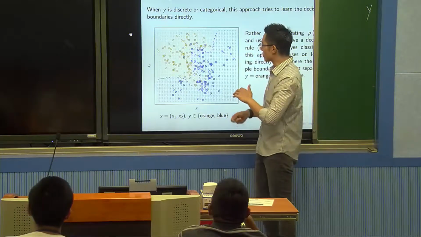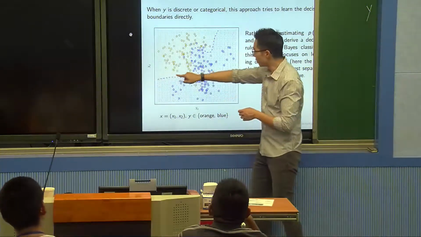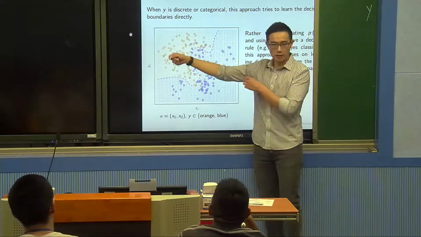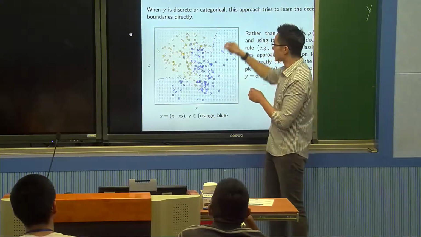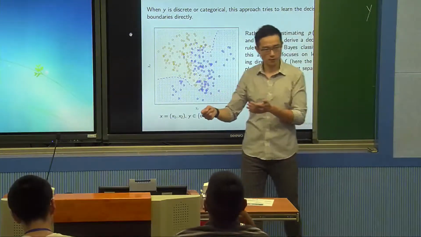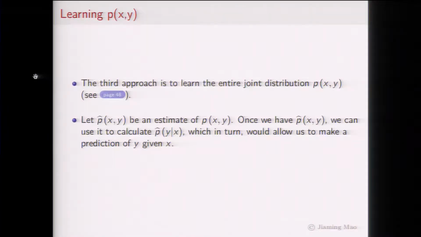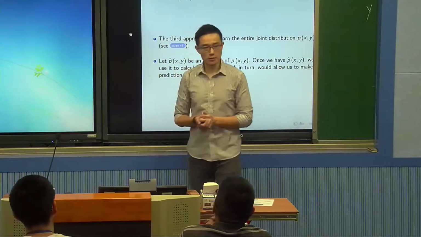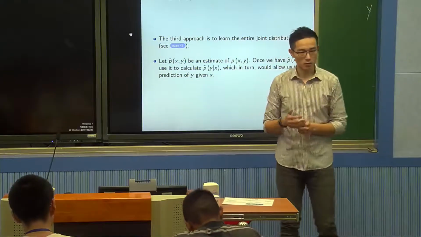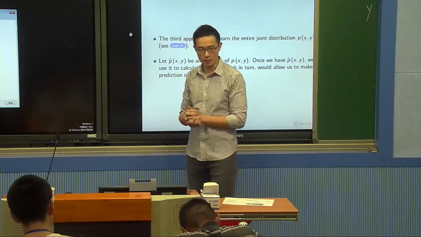The second approach is directly finding a function, which is a line, that can separate these two. I don't care about the underlying probability. Let me just find the best function that separates the two, because that helps me make predictions. So there's a difference between the two approaches. I will begin today with a third approach, which is a more cumbersome or difficult approach, which is estimating the whole joint distribution of P(x, y).